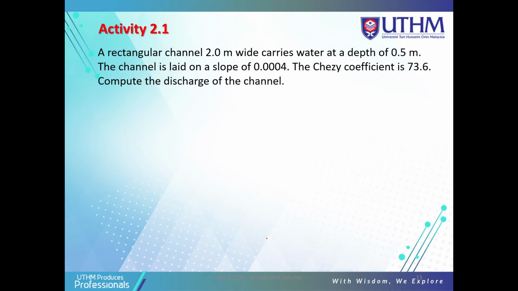Now look at Activity 2.1, the example for a rectangular channel. The rectangular channel is 2 meters wide and carries water at a depth of 0.5 meter. The channel is laid on a slope of 0.0004, and the Chezy coefficient is 73.6. Compute the discharge of the channel, that means we need to get Q.